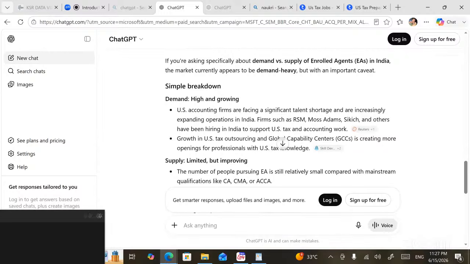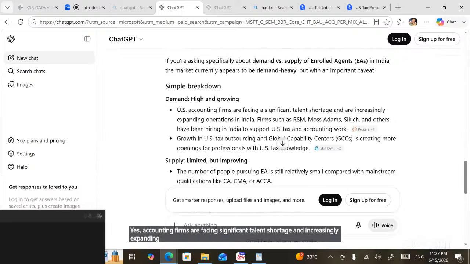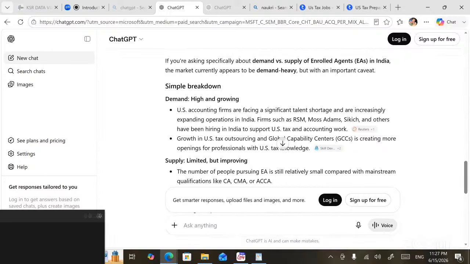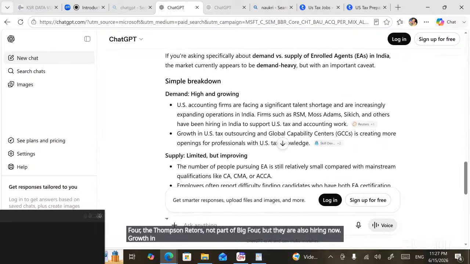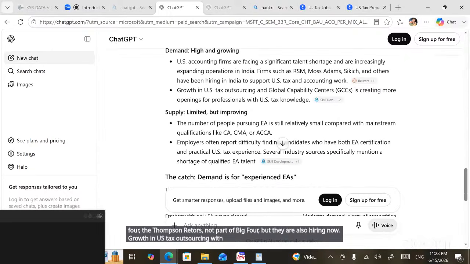US accounting firms are facing significant talent shortage and increasingly expanding operations in India. It's increasing. As of now, their operations are very less in India. Now they are pushing to India. Firms such as RSM, Moss Adams, Kitces, and other new companies, along with the Big Four. Thomson Reuters is not part of the Big Four, but they are also hiring now. Growth in US tax outsourcing with the global capability centers, GCC. They are creating more openings for professionals with US tax knowledge, sir.